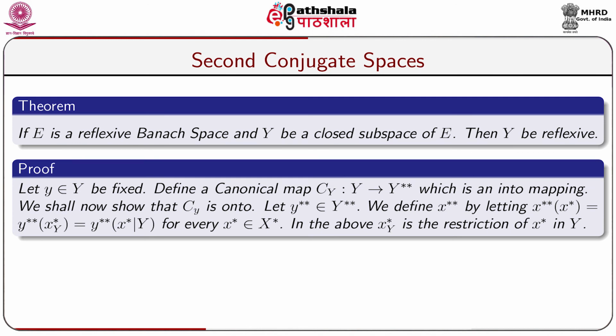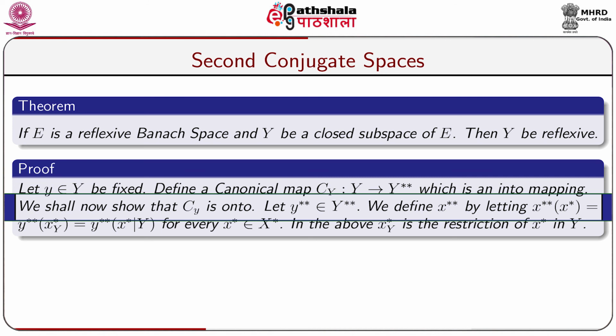We get another theorem. If capital E is a reflexive Banach space and capital Y is a closed subspace of E, then capital Y is reflexive. Let us take the proof. Let small y belonging to capital Y be fixed. Define a canonical map C suffix Y from capital Y to Y double star, which is an into mapping. We shall now show that C suffix Y is onto.